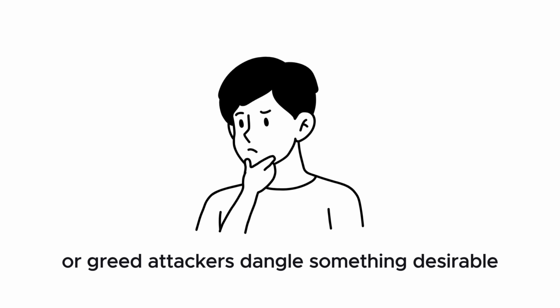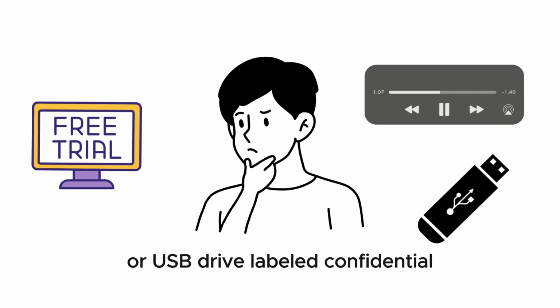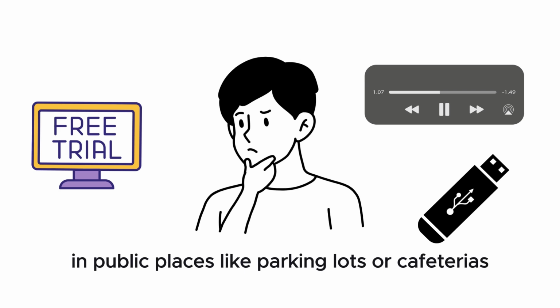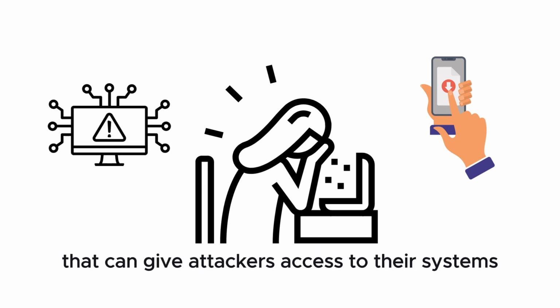3. Baiting. Baiting is a technique that exploits people's curiosity or greed. Attackers dangle something desirable, such as free software, music, or a USB drive labeled confidential, in public places like parking lots or cafeterias. When the victim plugs in the device or downloads the file, they unknowingly install malware that can give attackers access to their systems.